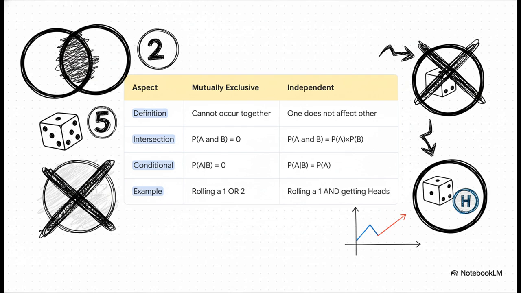But here's the real mind bender. Mutually exclusive events are actually highly dependent. Think about it. If I roll a die and I tell you I got a 2, you know with 100% certainty that I did not get a 5. The outcome of the first event gave you complete information about the other.